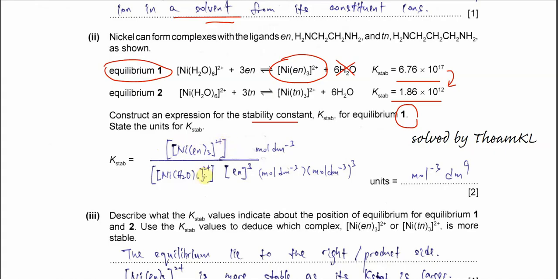Do the same thing for the hexaaqua nickel(II) and the en. The en here needs to be to the power 3 because the coefficient is 3, right? To get the units is very easy because concentration is always mol per dm cubed, and this concentration also mol per dm cubed. This one is mol per dm cubed, bracket cubed. So eventually you just cancel out, and you get mol to the power negative 3 dm to the power 9.